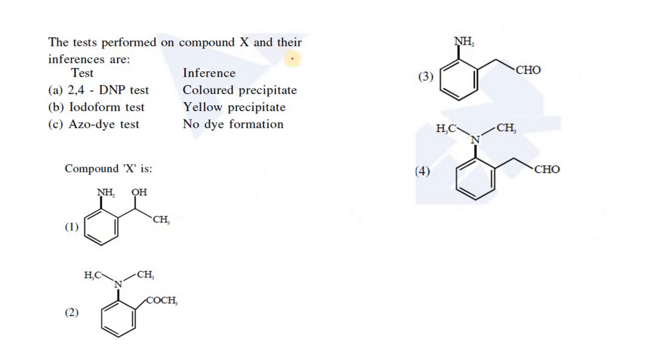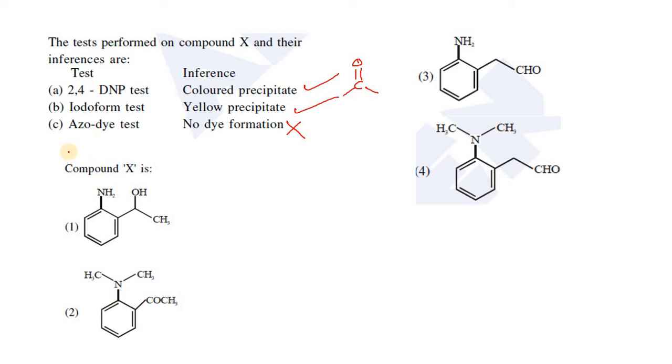The tests performed on compound X and their inferences are: 2,4-DNP test, colored precipitate, positive. Iodoform test, yellow precipitate, positive. Azo dye test, no dye formation, negative. We know that 2,4-DNP test is performed by carbonyl compounds, C double bond O containing compounds. Both aldehydes and ketones will exhibit 2,4-DNP test. Iodoform test is given by methyl ketones and CH3CHOH containing alcohols.